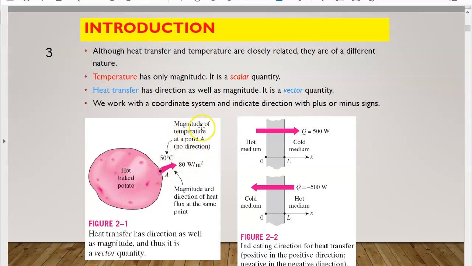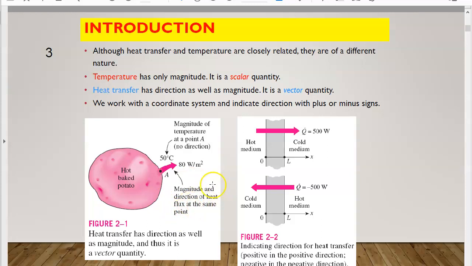We have this magnitude of temperature at point A, with no direction. This is 50 degrees Celsius, so this temperature is a scalar quantity. But we have another one: this is 80 watts per meter square. This is heat transfer. It has magnitude, and it also has a vector, direction and magnitude. And then the magnitude and direction of heat flux at the same point.